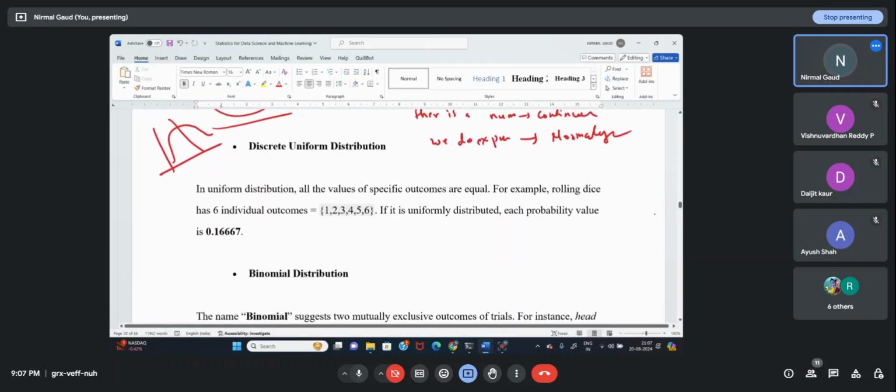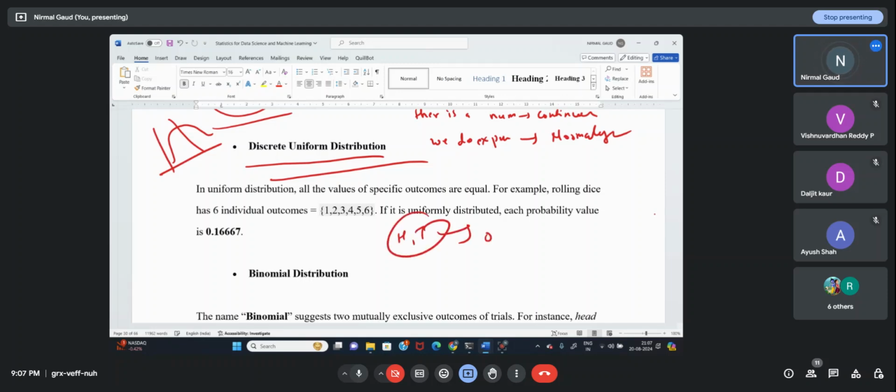So uniform distribution, discrete uniform distribution. Uniform means every outcome has the same probability. For example, tossing of a coin, head and tail, same possibility, 0.5, 0.5. Rolling of a dice, same probability, 1 by 6 for all. 1, 2, 3, 4, 5, 6 are the outcomes. Every outcome has the same probability, 0.16667. That is 1 by 6 only.